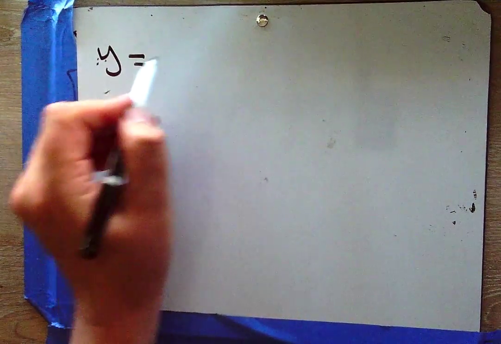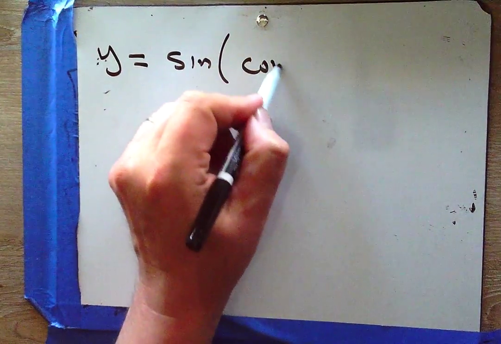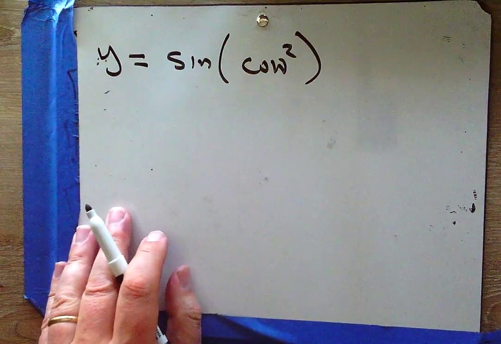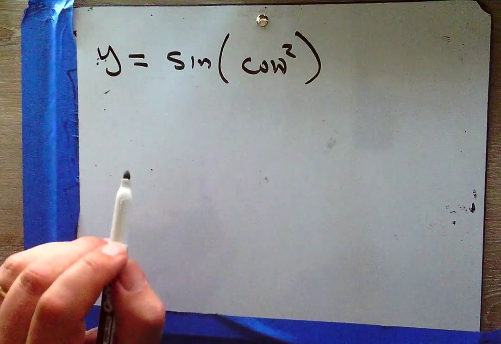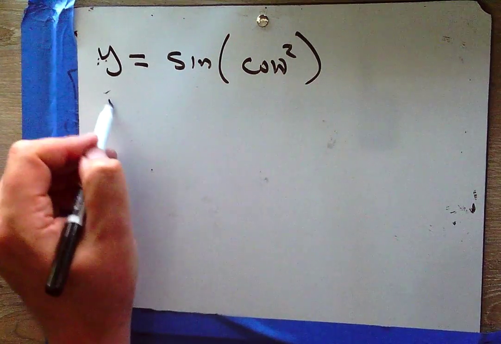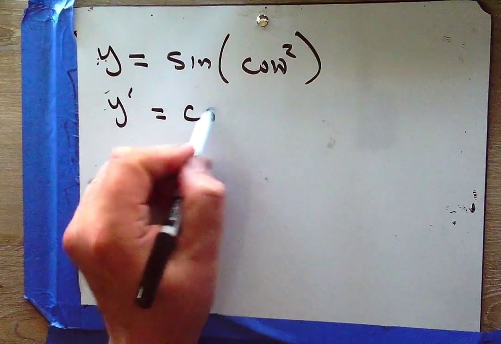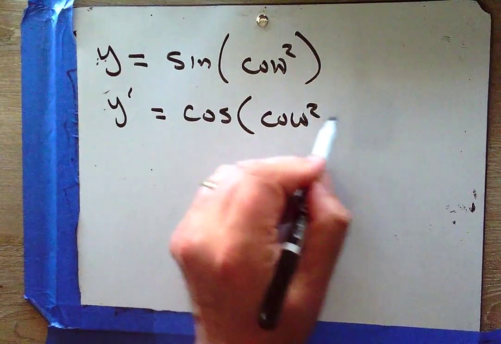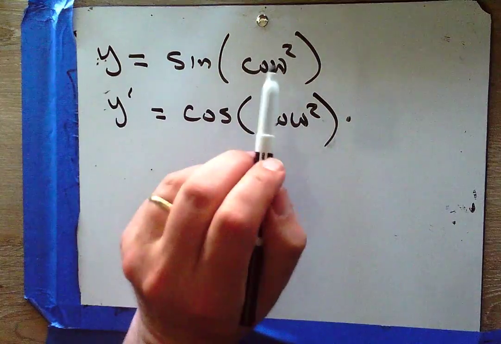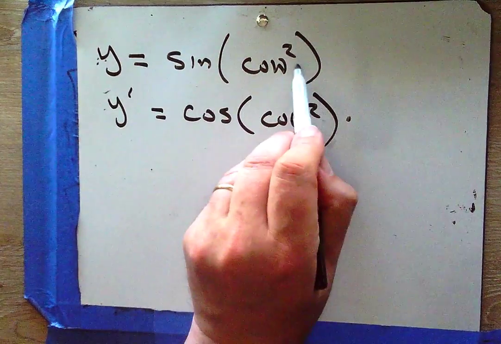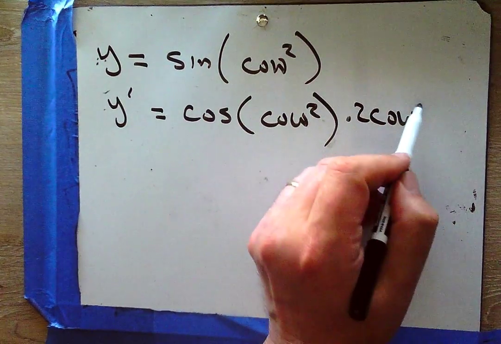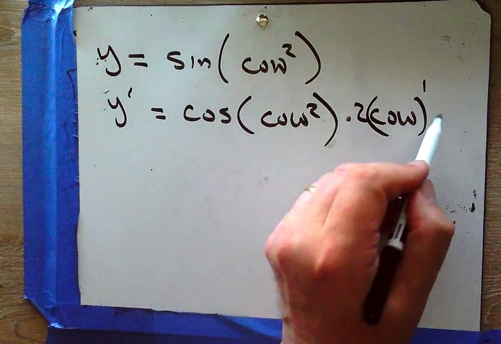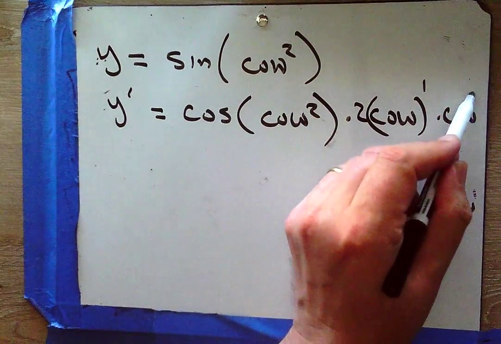And so now, will you please find dy dx of y equals sine of cow squared. Welcome back. Y prime equals cosine of cow squared, times the next innermost function, which isn't cow, it's the squaring of cow: 2 cow to the first, times the derivative of cow. Okay?